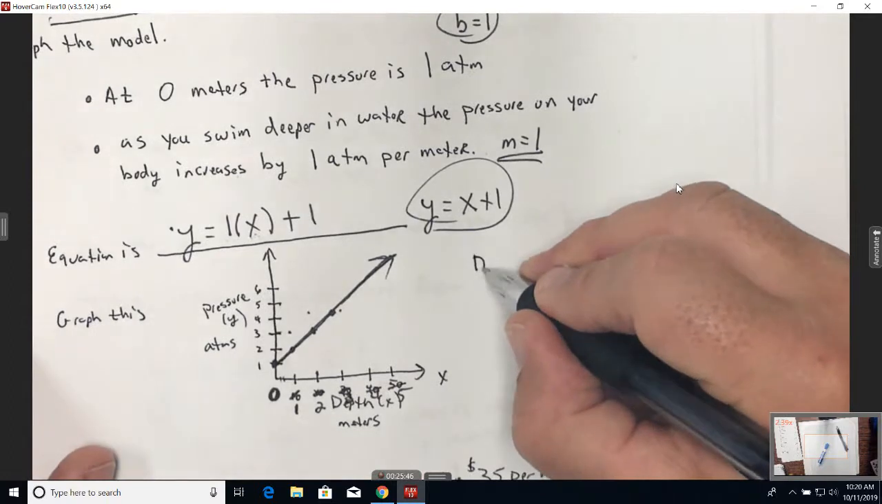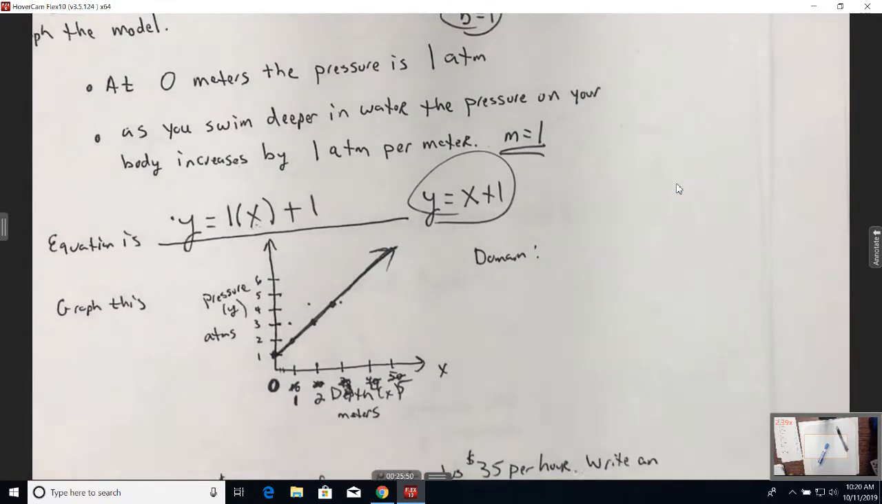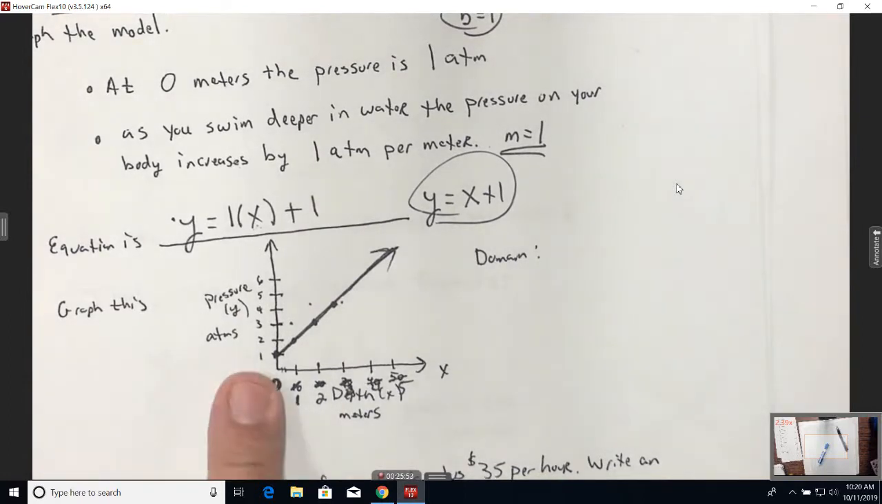All right, what is the domain of this function real quick before we go to the last problem? What are the x's on the graph? What do my x's begin in this model?